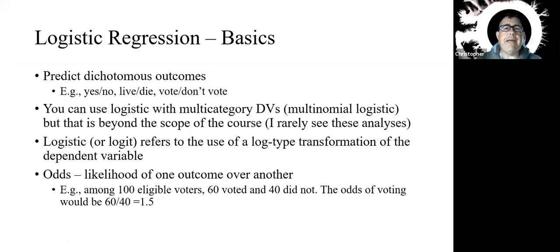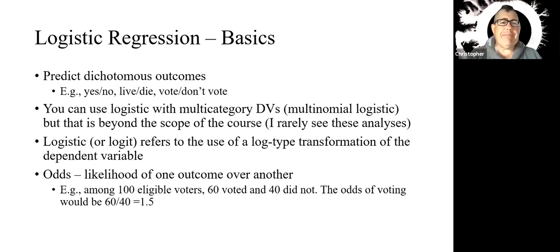All right, so some of the basics. Logistic regression differs from linear regression, which we've been talking about almost exclusively in terms of regression, in that it deals with dichotomous outcome variables. That is, yes, no answers, live or die, vote or don't vote, anything that comprises two categories. Now, that said, you can use logistic with multi-category dependent variables. That's called multinomial logistic, but that's beyond the scope of the course. And to be honest, I rarely see those analyses anyway.